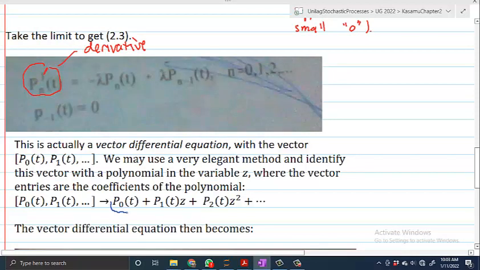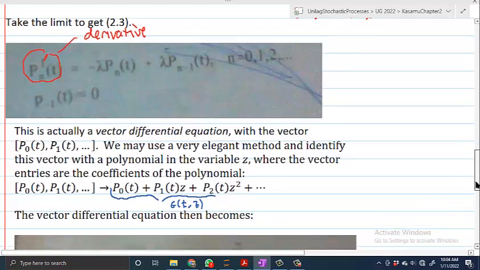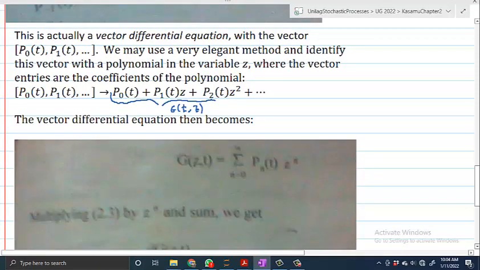So in fact, I can consider this entire polynomial as a function of t and z. The book calls this g of t comma z, as right here, g of t comma z.